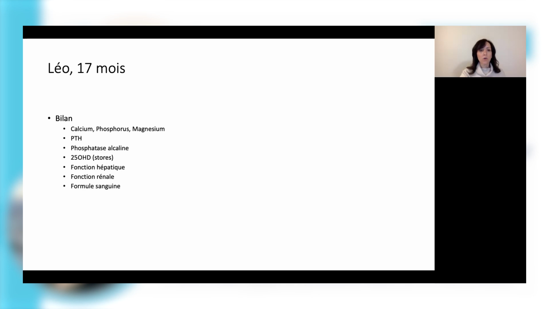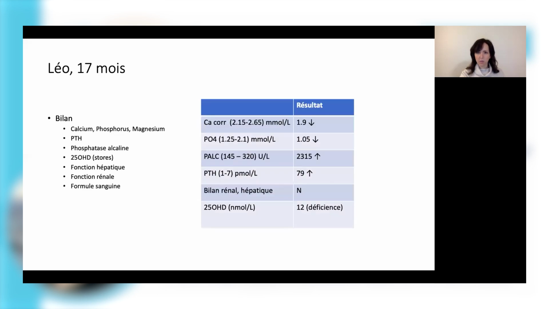And that gives you an idea of what the stores of vitamin D are. I also always order a liver function test, a kidney function test and a CBC. Why? Because since I'm poking the child, I want to make sure that his general health is good as well, and there's nothing underneath causing the rickets, for example hepatic insufficiency or a kidney problem that's going unnoticed. So that's what I've ordered in Leo, and these are his results.